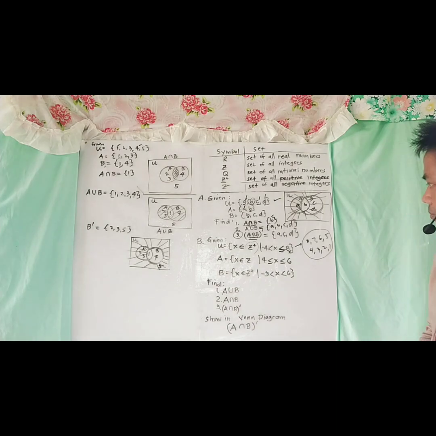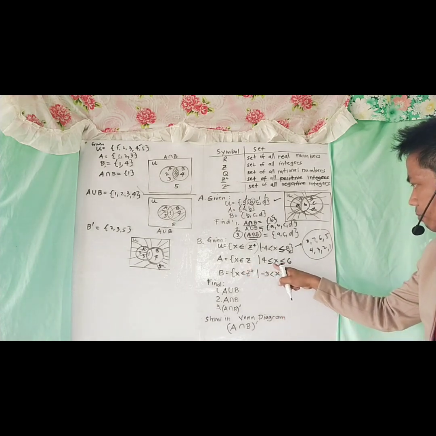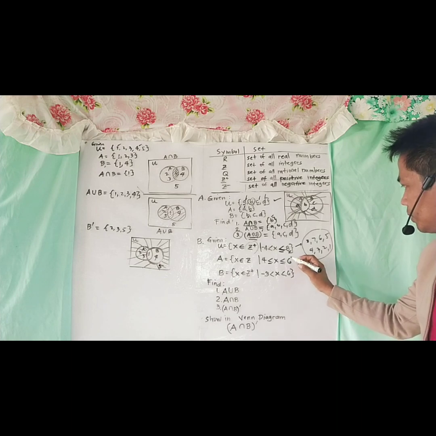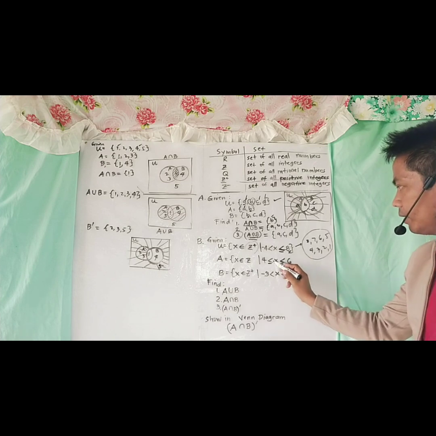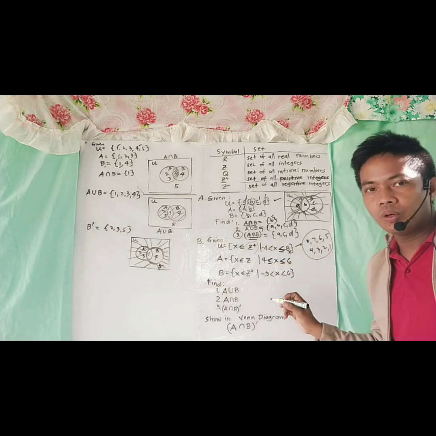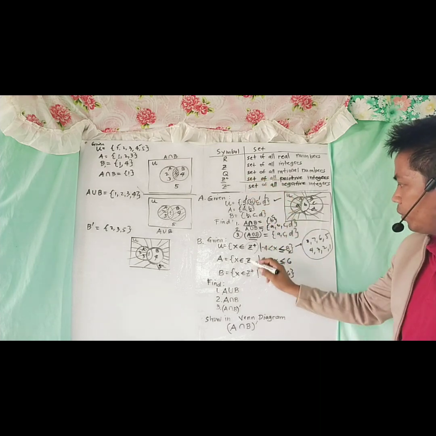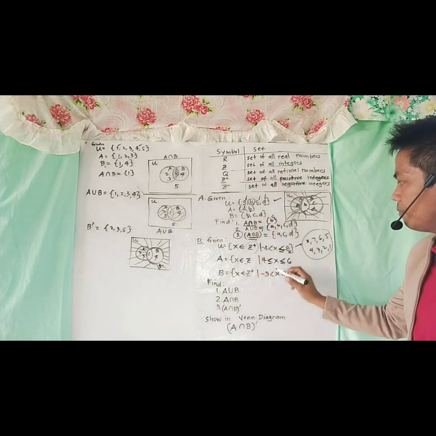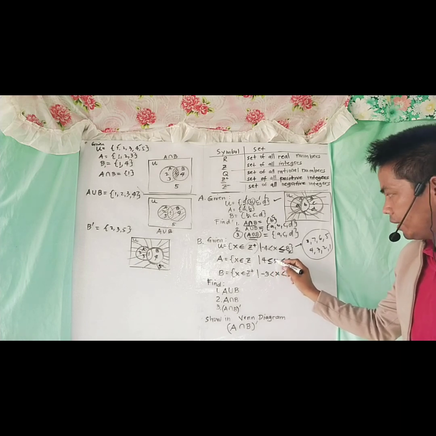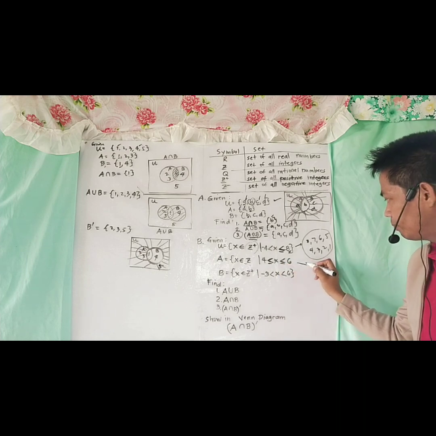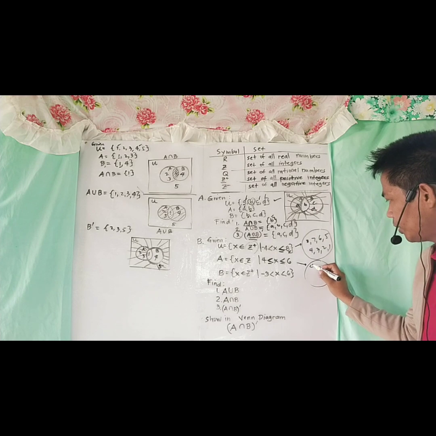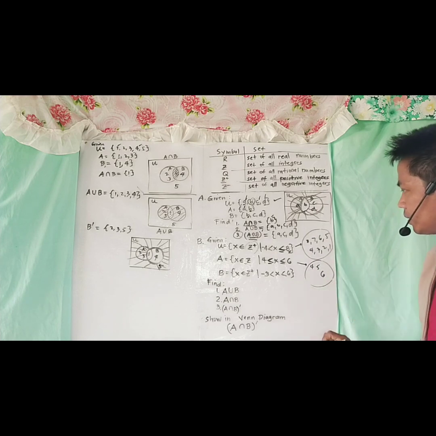For set A, we have x is what? x is less than or equal to 6, but more than or equal to 4, pertaining to integers. We have Z, the set of all integers that is more than or equal to 4, from 4 up to 6. So the elements will be 4, 5, 6 for set A.